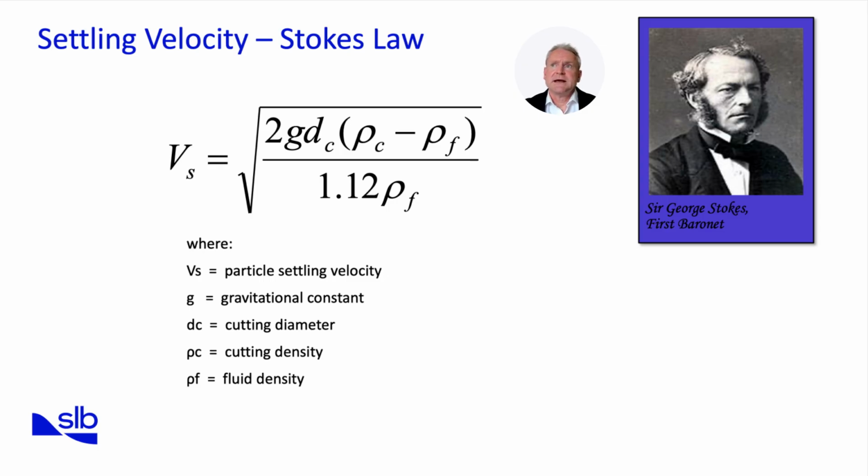Rho c is the density of the cutting itself. Rho f is the density of the fluid. The closer these are, the slower the cuttings drop. This law was developed by Sir George Stokes, a 19th century mathematician and physicist who pioneered the field of fluid dynamics. His work still underpins how we model cutting transport today.